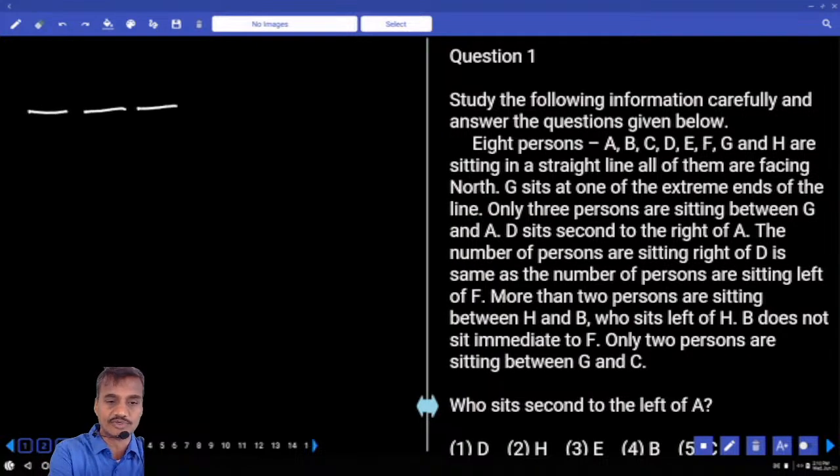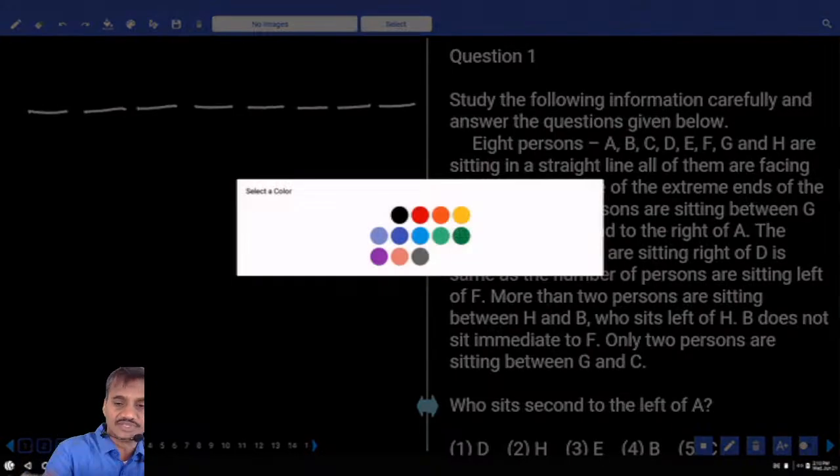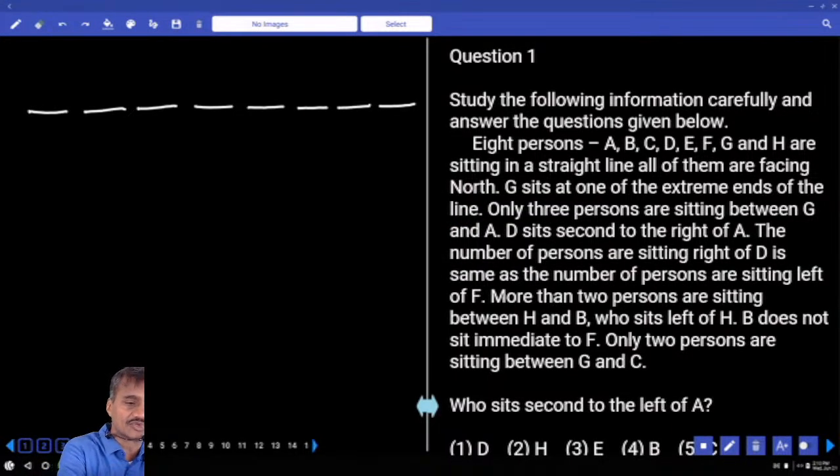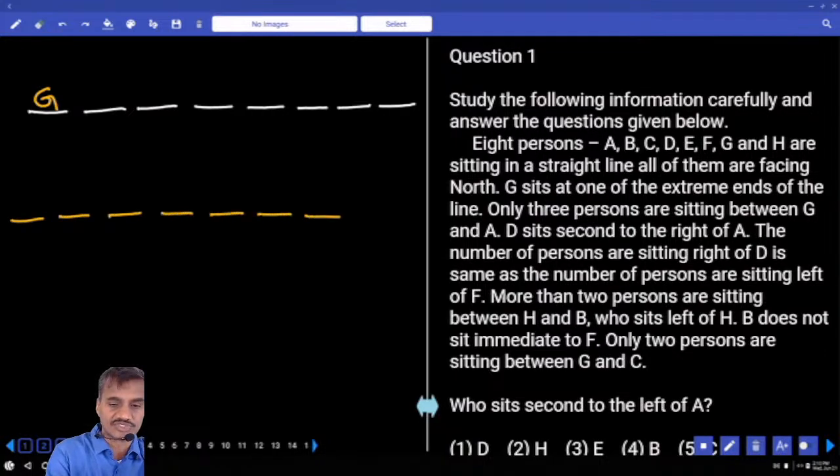8 persons. 1, 2, 3, 4, 5, 6, 7, 8. These 8 persons are seated in a straight line facing towards north. And G sits at one of the extremities of the line. Tell me how many possibilities we have. There are 2 different possibilities. G can be either at the left extreme or G can be at the right extreme.